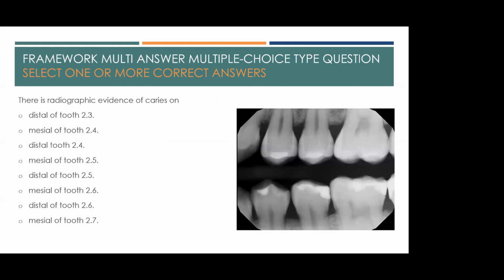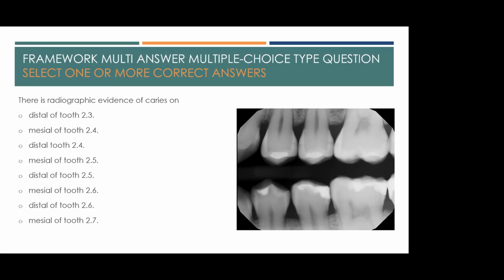Another example of a select one or more correct answers is something like this question. There is radiographic evidence of caries on... and you'll have to select the tooth surfaces where you see caries. And you can see from the answer choices that you should focus your attention on quadrant 2 in this particular question. So look at every surface in quadrant 2, one by one.